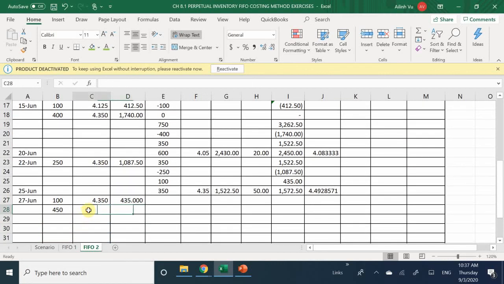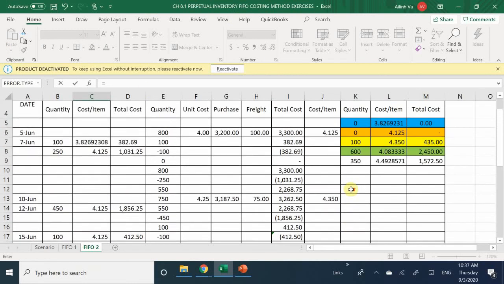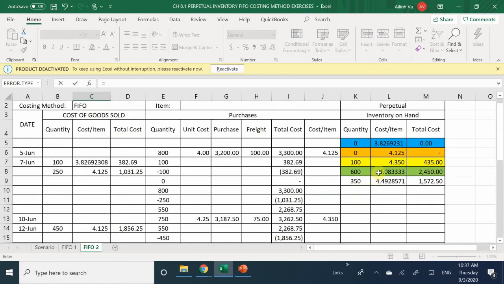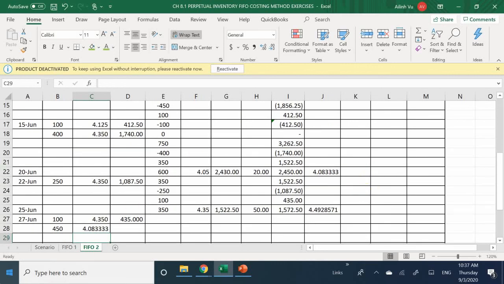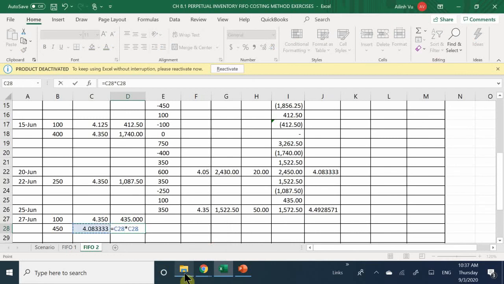Okay, what about our second batch? Our green batch cost us how much? 4.083 and so on. Good. And then lastly, what am I going to do? What is my total cost for selling those 450 items? 1837.4985, which rounds to 1837.50.